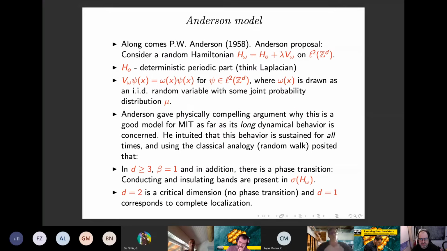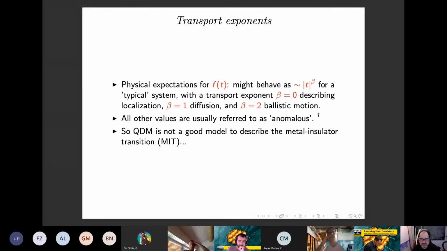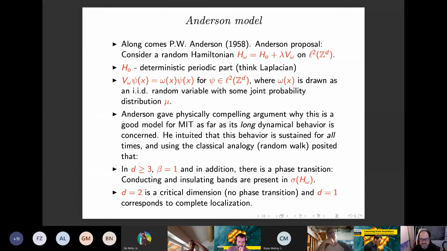Okay, so along comes Phil Anderson, and he made the proposal that actually there is this magic object: by randomizing your periodic Schrödinger operator, you actually kill two birds with one stone. So you're going to see behavior which is actually compatible with a metal insulator transition. So he just basically said, well, let's consider not the perfect crystal, but let's introduce some impurities by adding a random potential to the model.